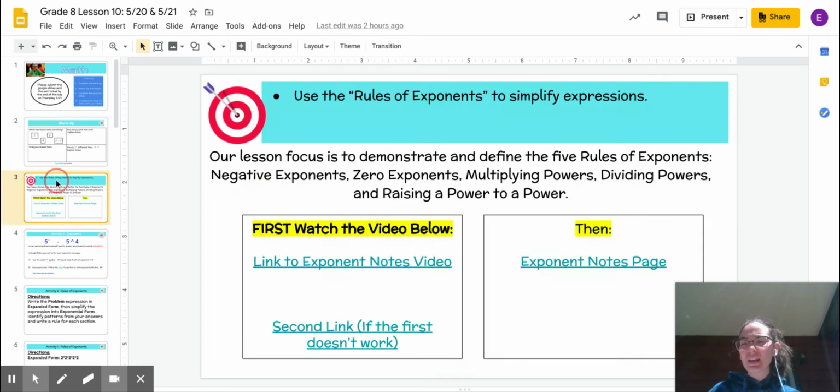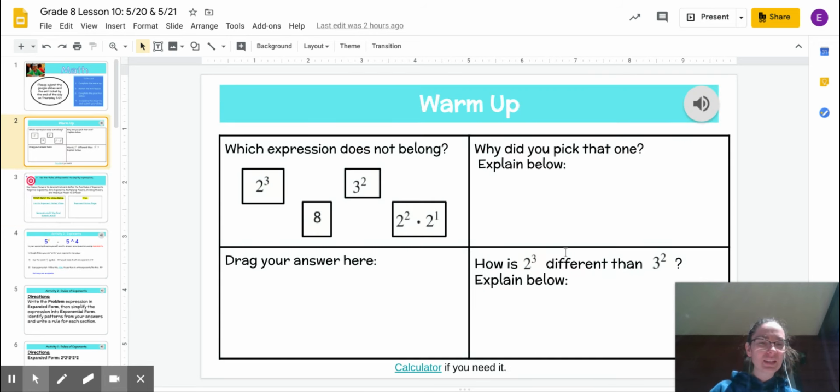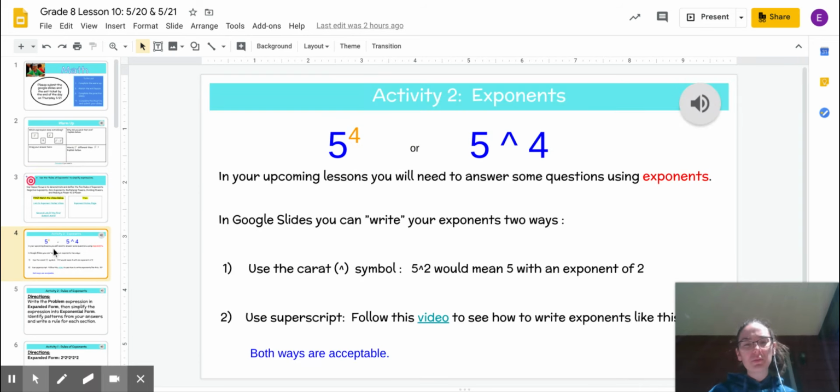Okay. Then on slide 3, we have our video for the day. You can click here, and if it doesn't work, there's also a second upload link right here, and our exponent notes. One thing I want to say first is that this is worth 1 participation point. Then we have some notes here, which are going to be really helpful for how to write exponents in this lesson.